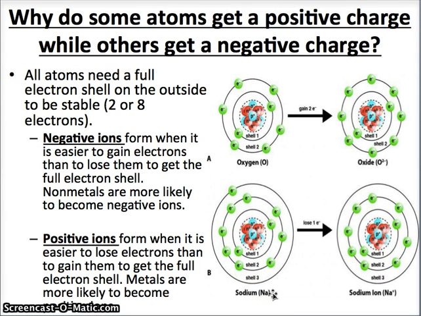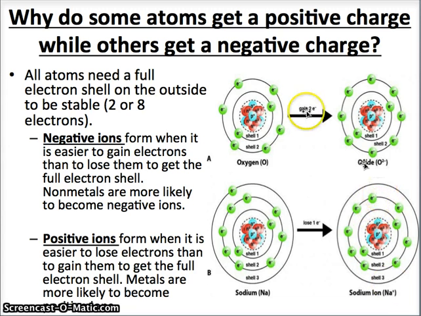Sodium's a metal. There's only one electron in its valence shell. Now, to be stable, it would need 7 more electrons. Well, it's much easier to just get rid of this electron and donate it to another atom than to gain 7 more electrons. So that's what a sodium does. It just gets rid of this electron and it becomes a positively charged ion because it lost an electron.